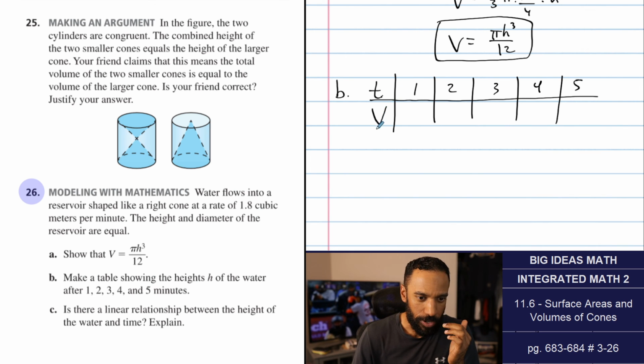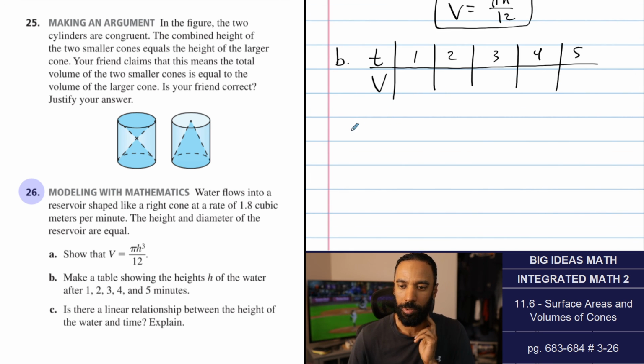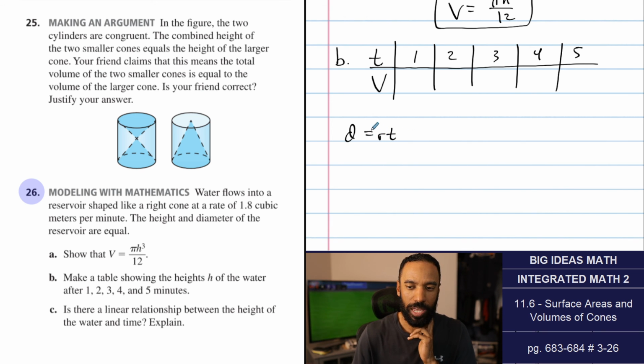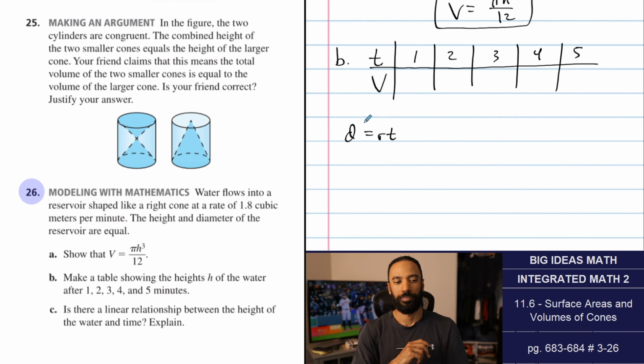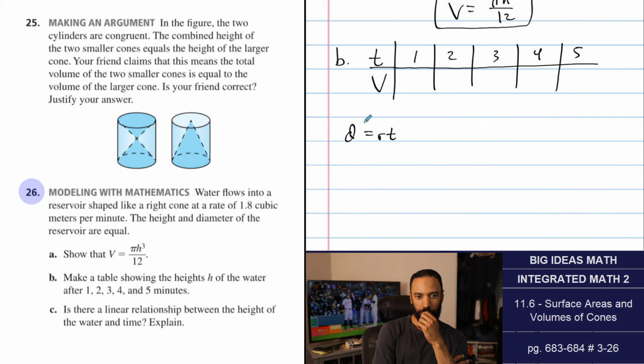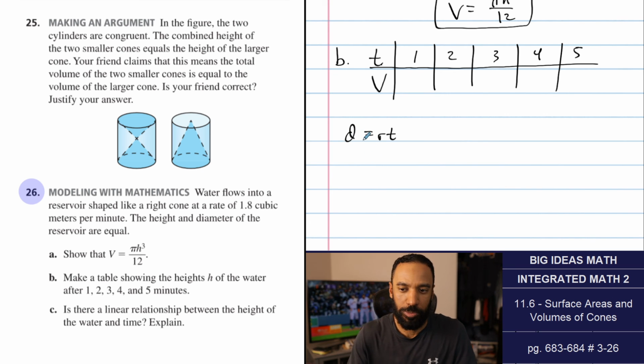Water flows into a reservoir shaped like a right cone at a rate of 1.8 cubic meters per minute. So here's the thing. We're going to do a distance equals rate times time setup for this. My distance is my height. How much height is... cubic meters. Volume is my distance.